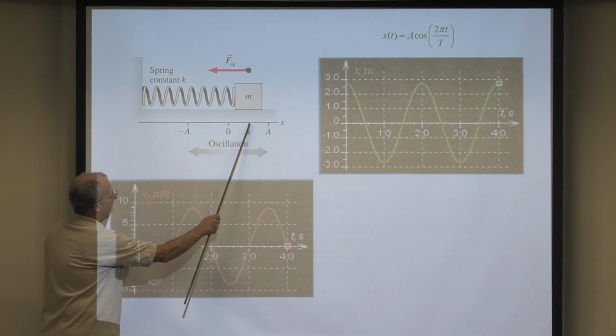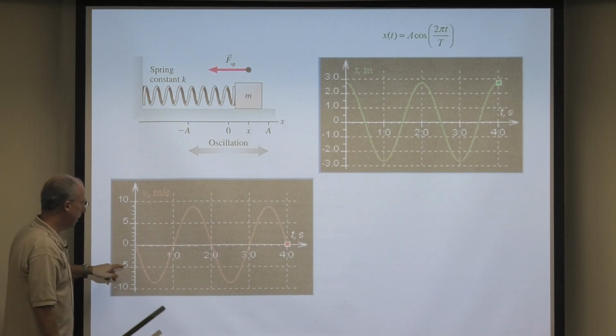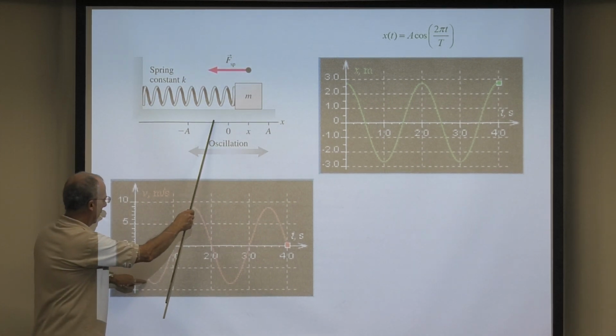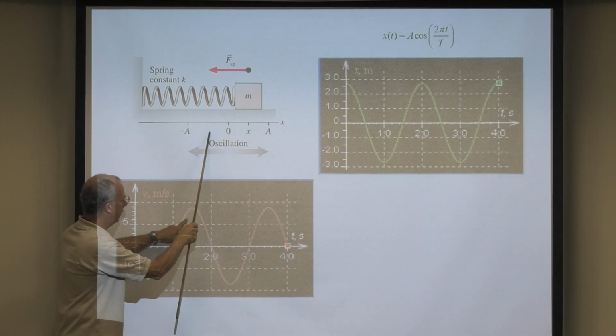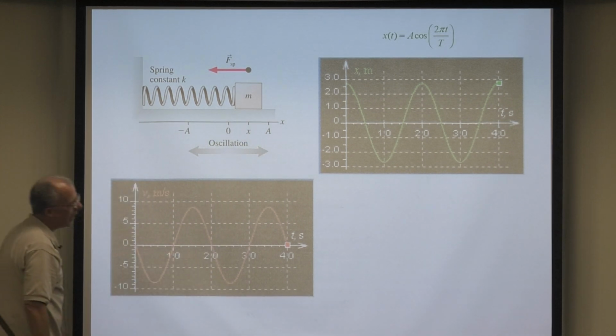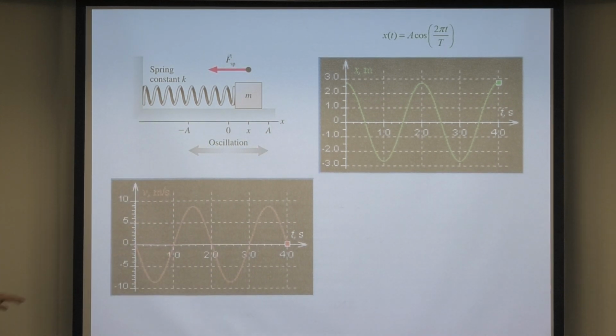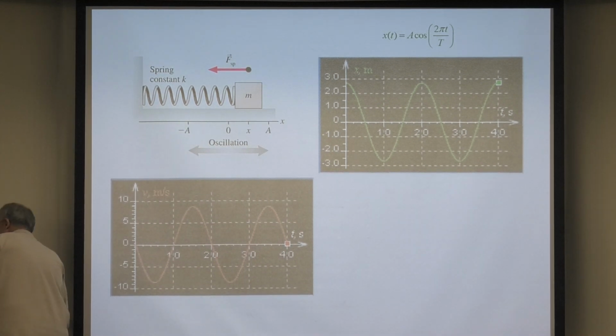Faster, faster, faster. Here it's maximum speed. Then it starts slowing until you get to 0. Then it goes positive, and then it goes negative again. Anyway, convince yourself that this makes sense. So this is the velocity graph.